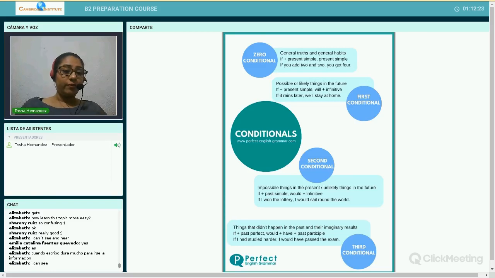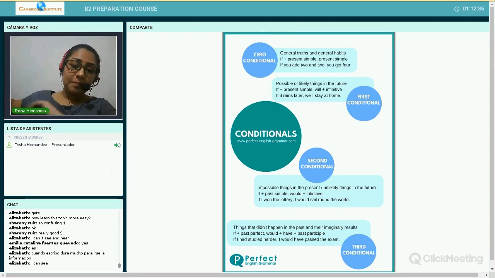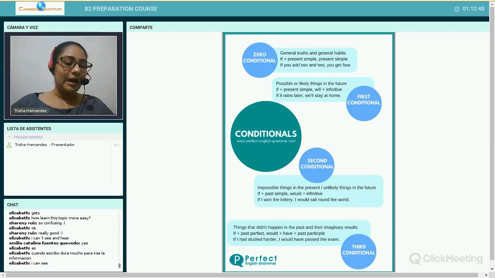How are we going to form the zero conditional? That's easy. If plus present simple, comma, and once again, another sentence with present simple. Can you give me an example of a general truth?